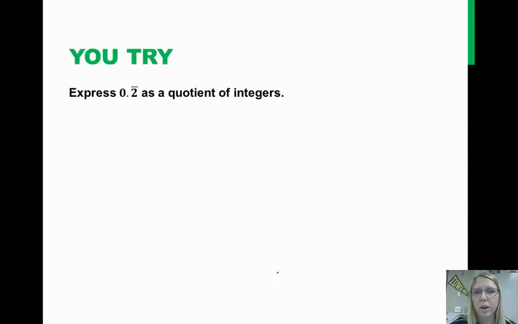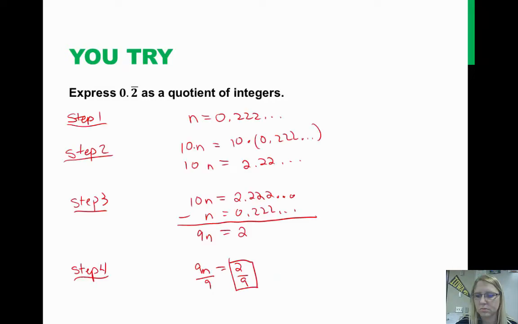I want you to practice this, because this is not all that easy at first, and see if you get the same answer that I do. This is the answer you should have gotten, is 2/9.